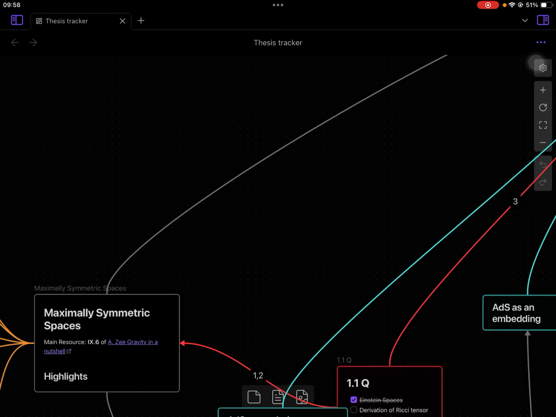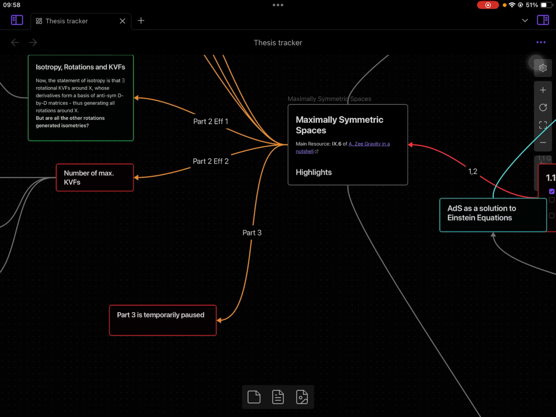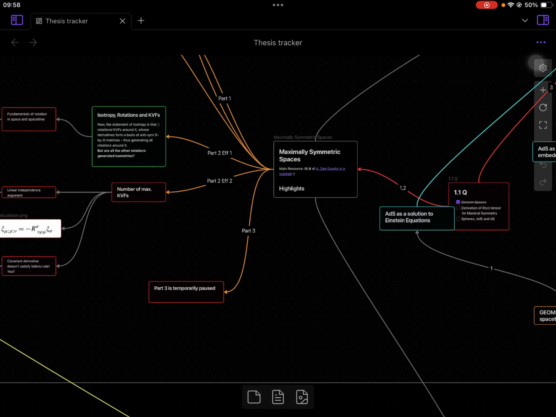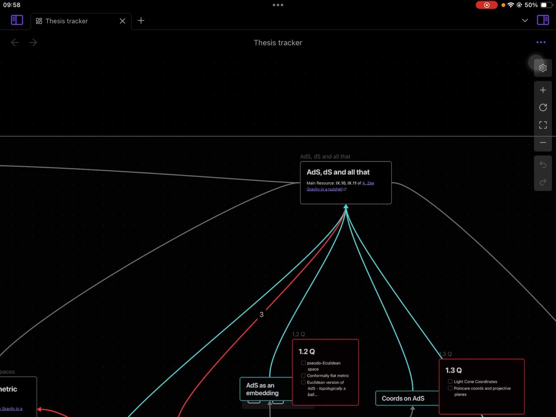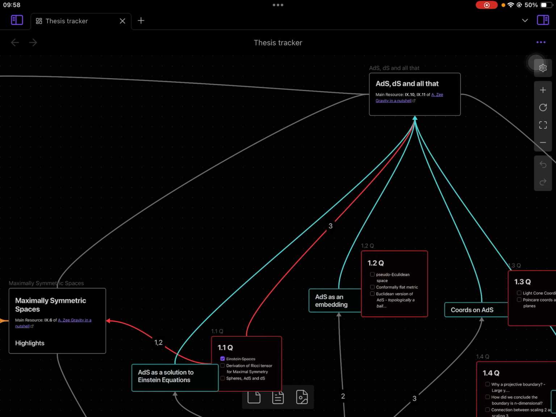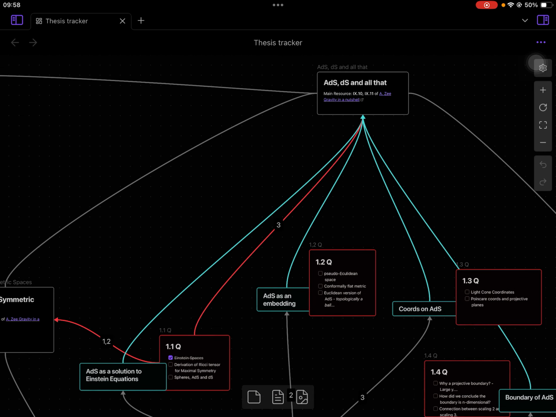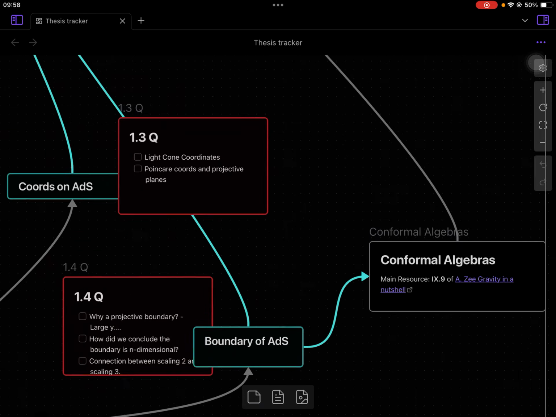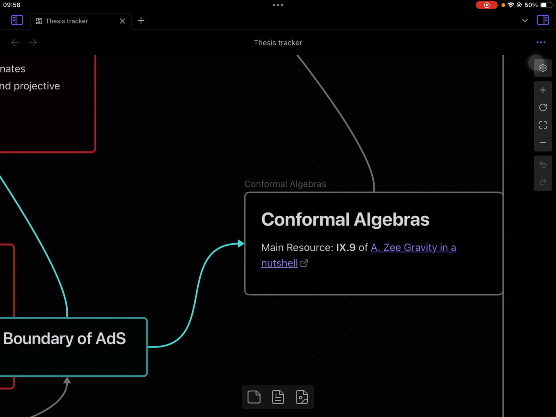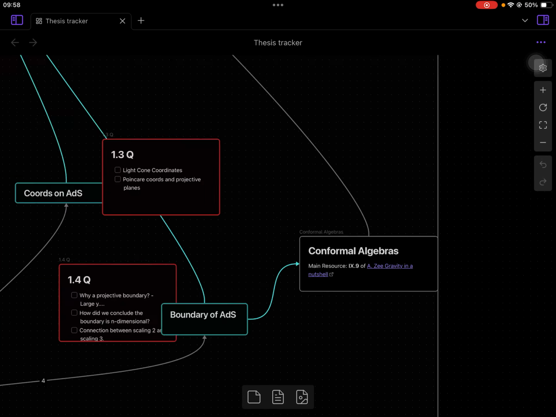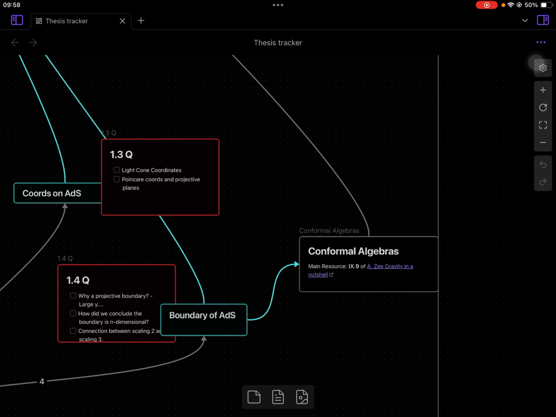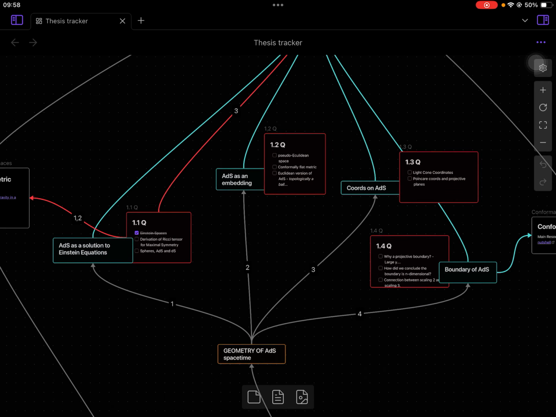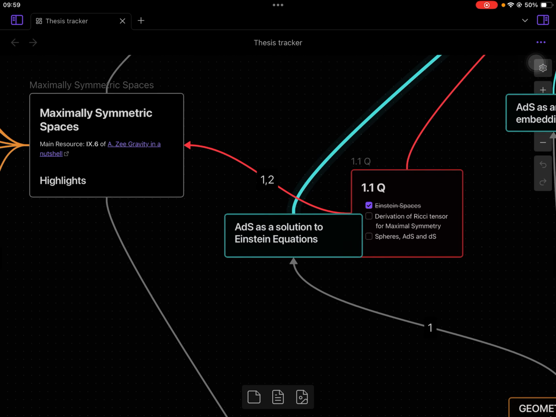And now I paused the maximally symmetric spaces with part 3. I thought it's a good time to pause this and move ahead to AdS to learn more about AdS spacetime and de Sitter spacetime and all that. But before that, I actually went to the conformal algebras, because it's just a chapter behind those things. So I started with conformal algebras. That will be a next byte. Okay, that is fine.